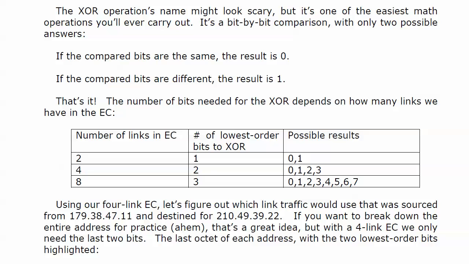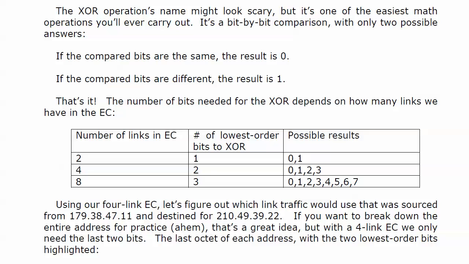And we're going to use our 4-link Ether channel, and we're going to figure out which one of those links, 0, 1, 2, or 3, is going to carry traffic sourced from 179.38.47.11 and destined for 210.49.39.22. Now, if you want to break down the entire address for practice, that's a great idea.